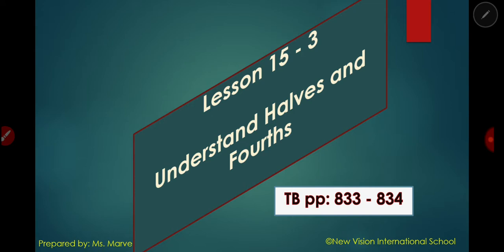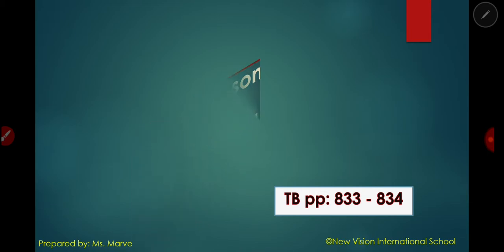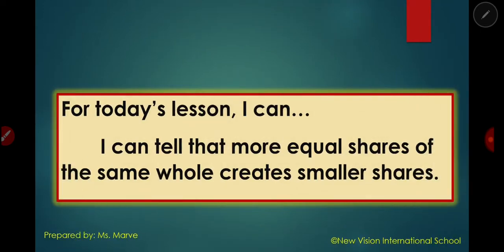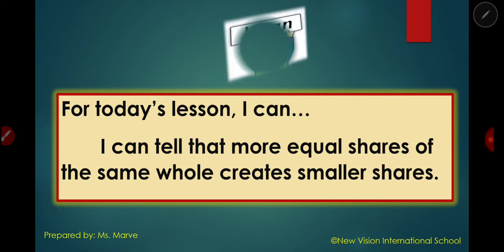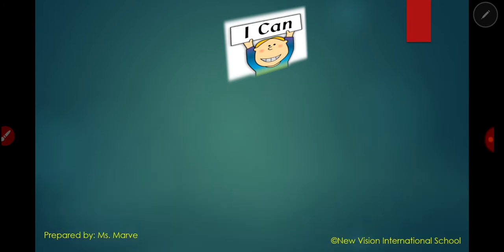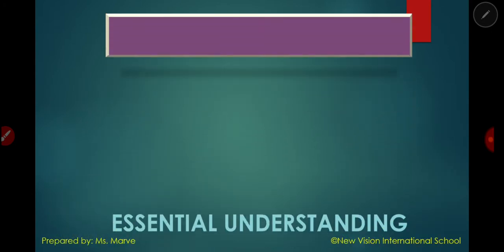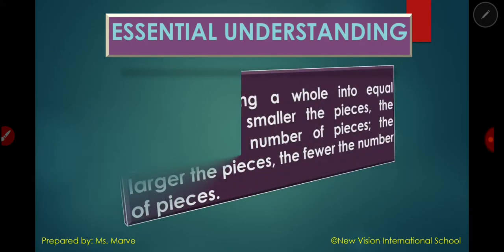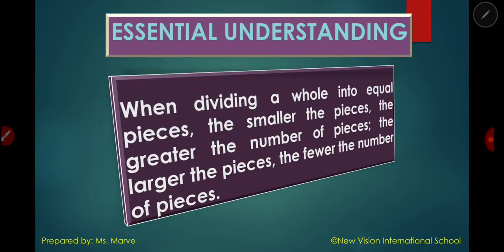Understand? Okay, very good. Okay, here, let's continue our lesson. It's easy because it's just 2 pages. Okay, but we need to go through our examples again. So, here's our objective for today's lesson: I can tell that more equal shares of the same whole creates smaller shares. The more equal shares of the same whole creates smaller shares. Understood? Okay, very good. Okay, again, let's read this essential understanding together with me. I know you can read now.